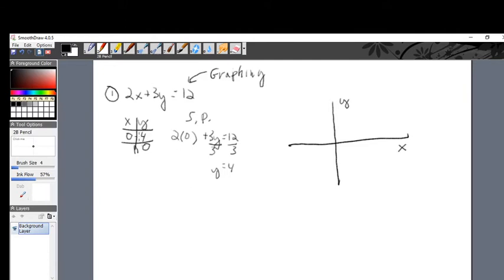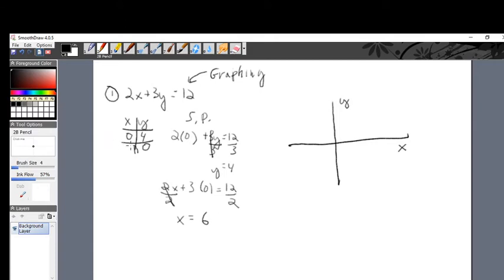Okay, now what if y is 0? What is x? So let's write this all over again. 2x plus 3 times 0, because y is 0, equals 12. 3 times 0 is nothing, so it's 2x equals 12. Divide by 2 on the left-hand side, divide by 2 on the right-hand side, and you get x equals 6. Right? I forgot to cross this out up here. Y equals 4, x equals 6.